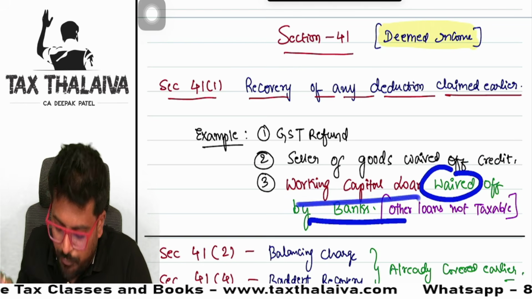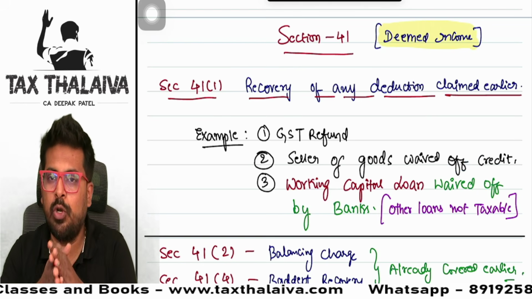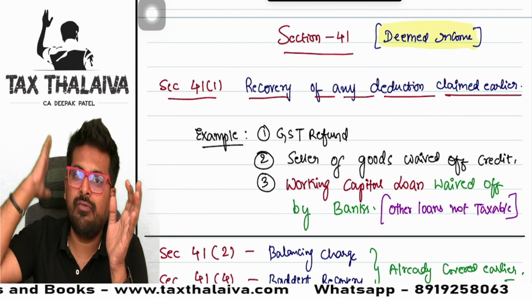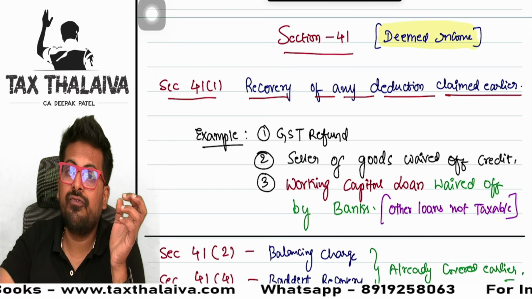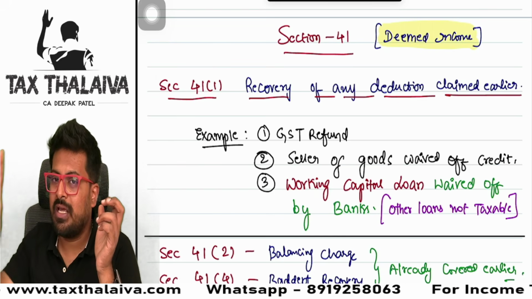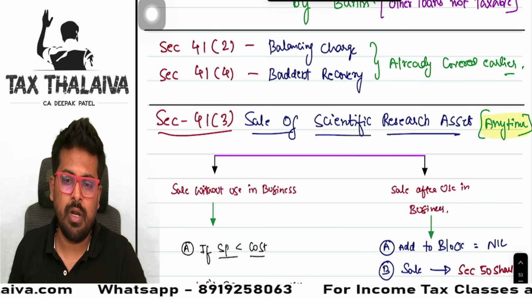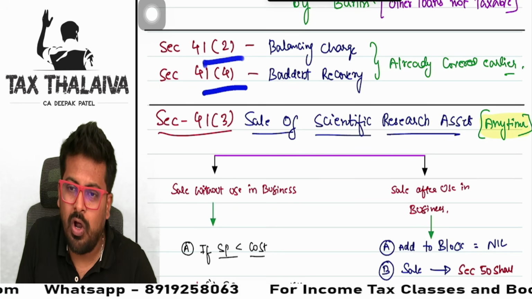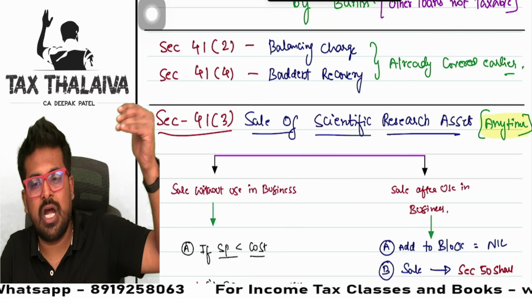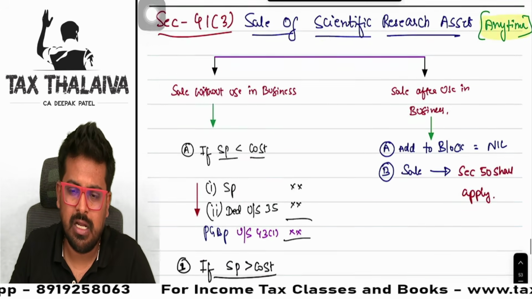Working capital loan waived off by banks. A lot of times, you will take a working capital loan from the bank and the bank will waive it off under some government scheme. If that is the case, you will credit it to the profit and loss account as income under section 41(1). 41(2) to (4) already covered earlier, guys. Balancing charge and bad debts recovery is already considered.